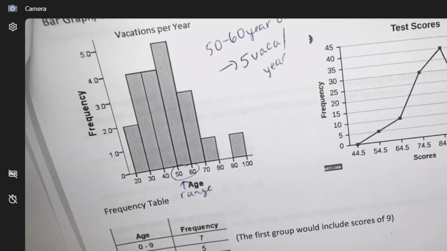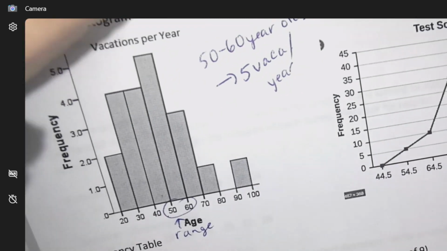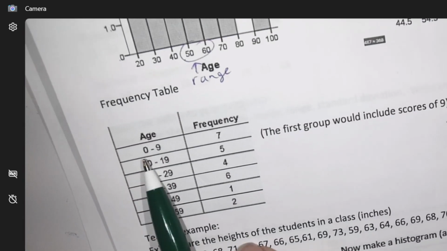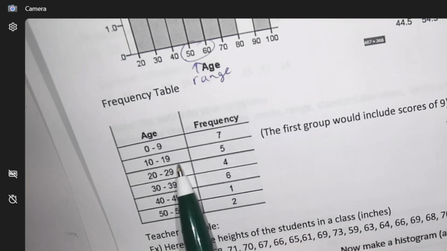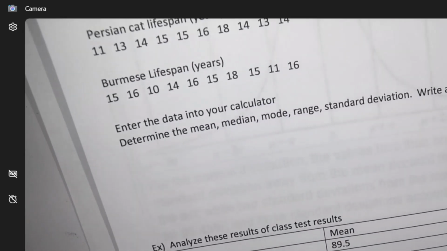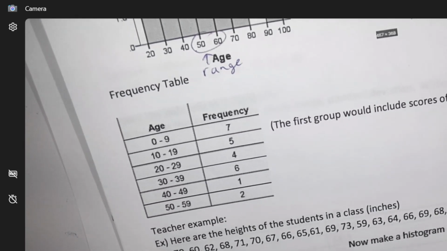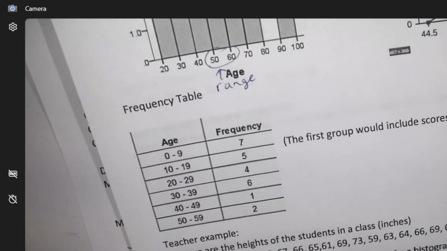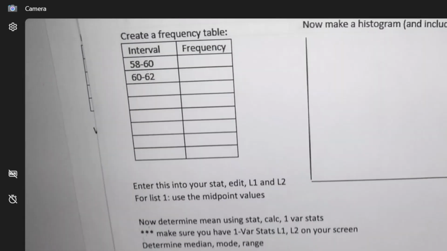Okay, so this is an example of a frequency table. So from the age of 0 to 9-year-olds, it occurred 7 times, and so on. Okay, so that is a frequency table. How do I know if something is normal distribution or not? Oh no, I'm not going to get into that today. Okay, frequency table. Okay, here we go. We're going to make this.